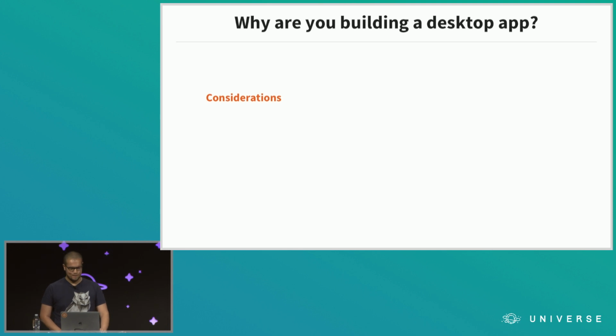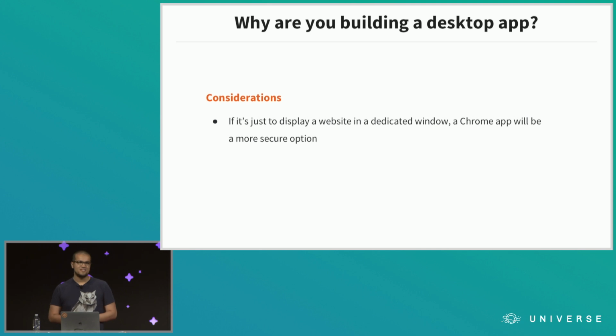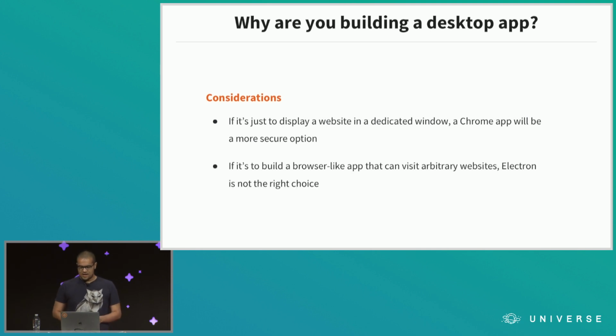So some things to consider. If you are interested in building a desktop app just to display a website in a dedicated window, a Chrome app will be a much more secure option, and you will avoid having to run this maze at all. If you're building some kind of highly customized, browser-like app that can visit any arbitrary website, Electron is not the right choice for you. Electron is not a platform for building browsers. And you'll avoid a lot of pain if you look elsewhere for a solution there.